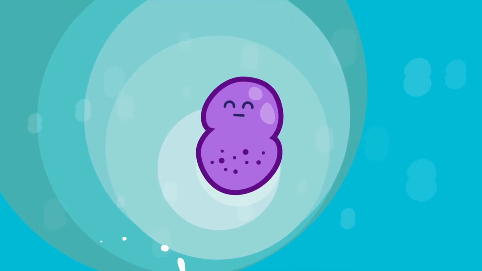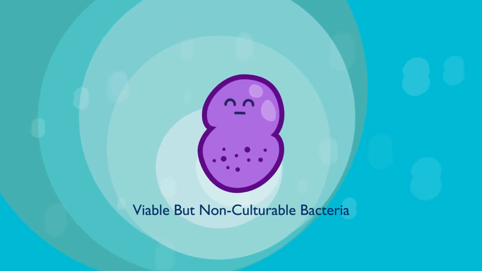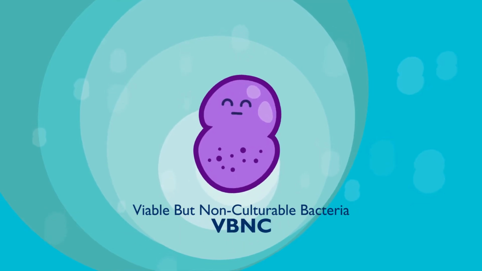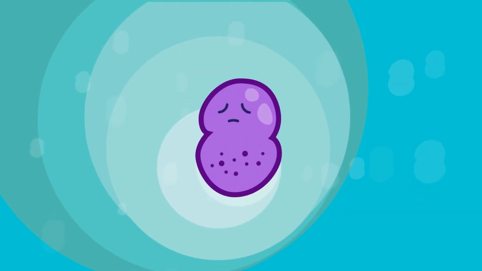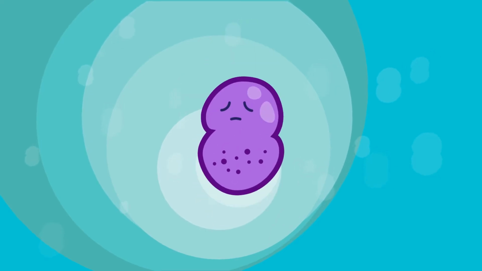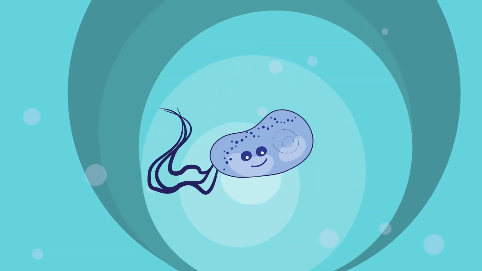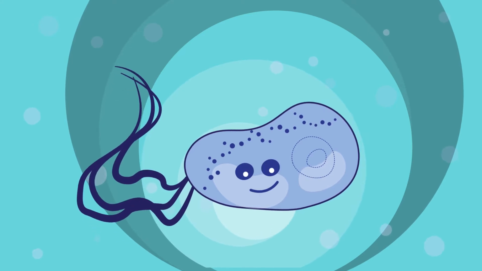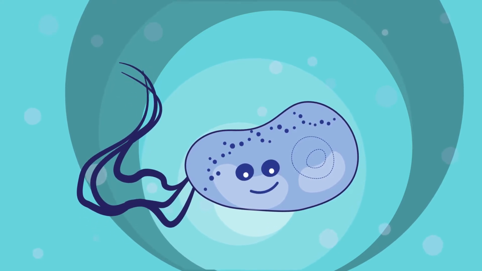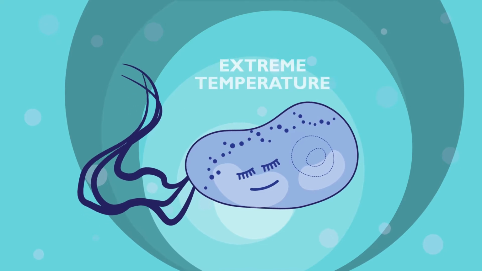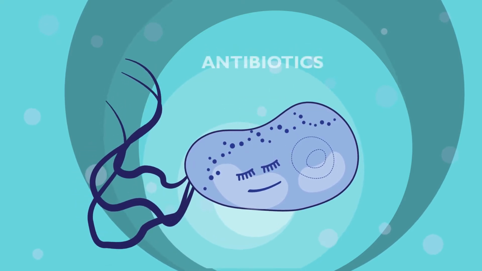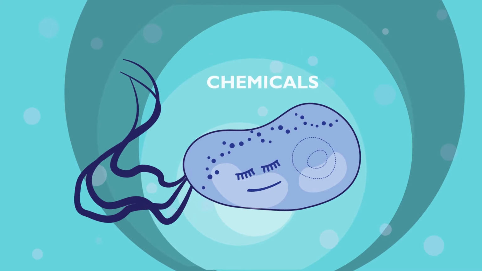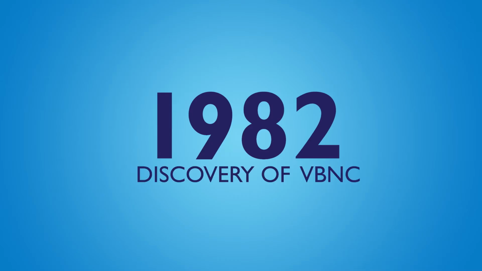These bacteria are called viable but non-culturable bacteria, also known as VBNC. VBNC bacteria can neither grow nor divide. Why? Because when they are under certain environmental stress, they enter a viable but non-culturable state to fight for their survival, such as when they face starvation, extreme temperature, or exposure to antibiotics or chemicals. VBNC was first reported in 1982.